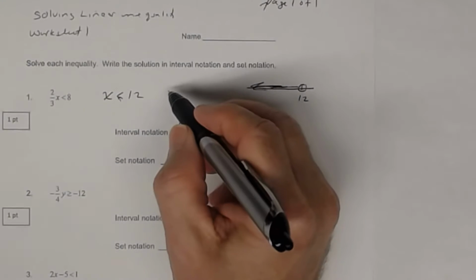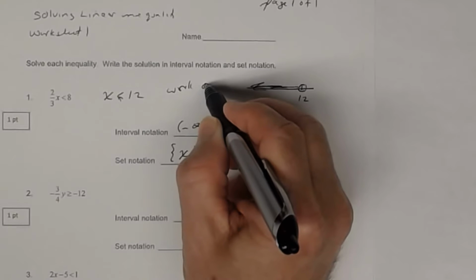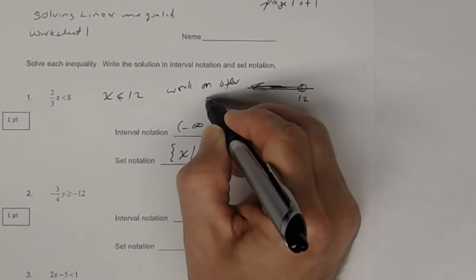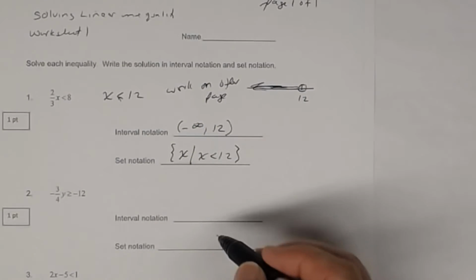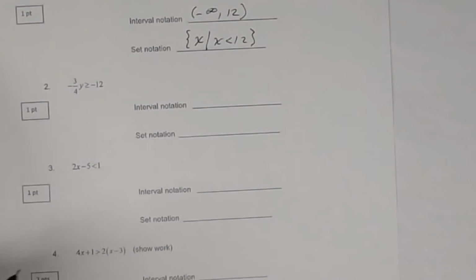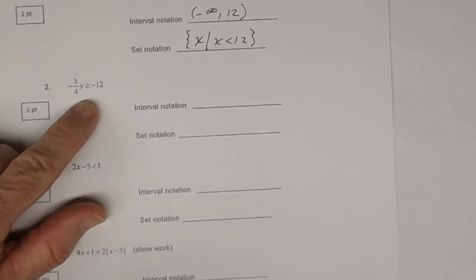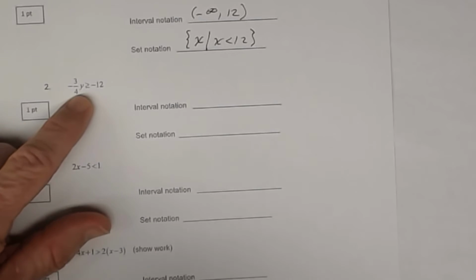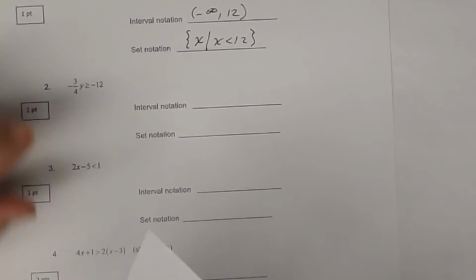Okay? So I'm just going to put work on other page. Work on other page. And that's going to be the same for all of them. Okay, let's look at number 2. So number 2, we have this. Now I'm trying to find all the real numbers. It says that when I multiply by negative 3/4 y, it is going to be greater than or equal to negative 12. All right, so let's talk about that.